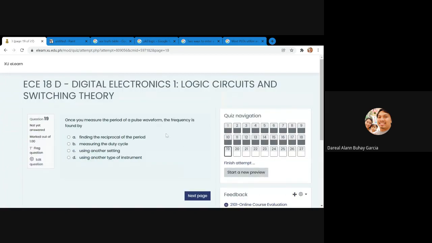Once you measure the period of a pulse waveform, the frequency is found by measuring duty cycle, ata, or finding the reciprocal of the period. A. If any input to an OR gate is 0, the output is 0. False. It's possible nga 1.